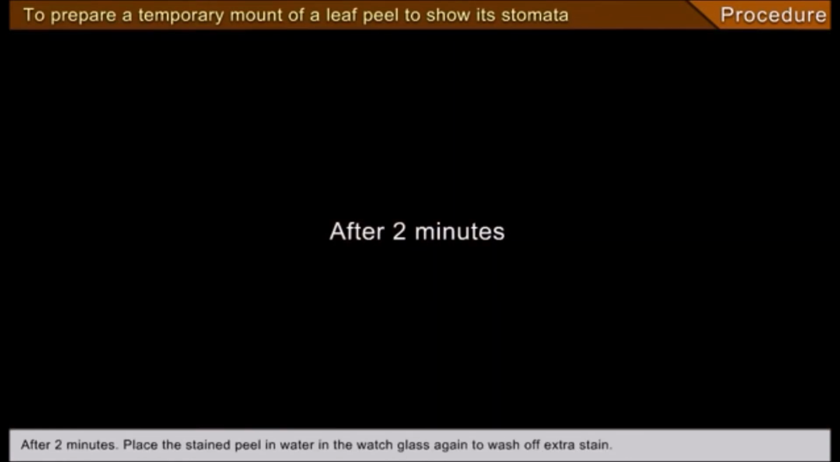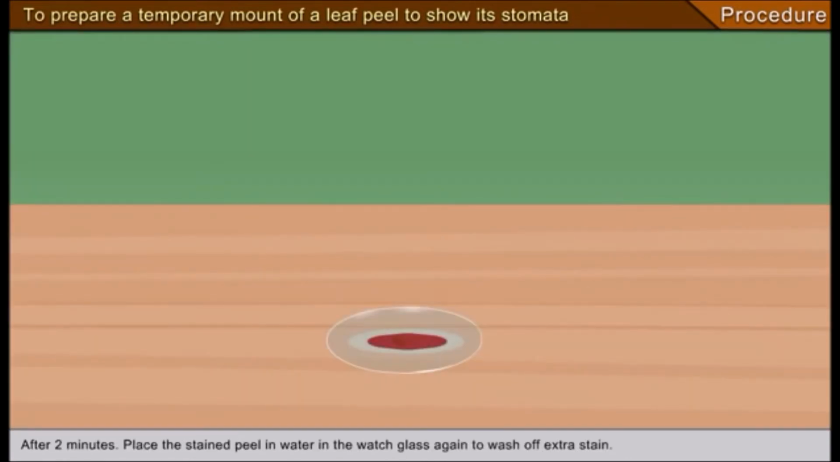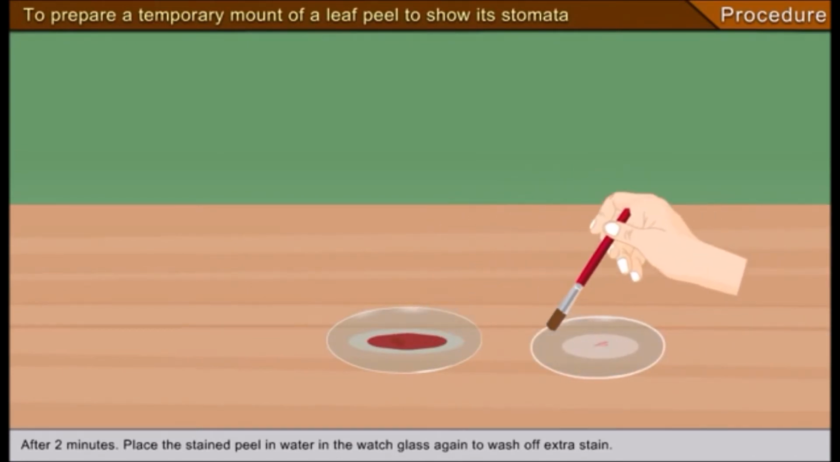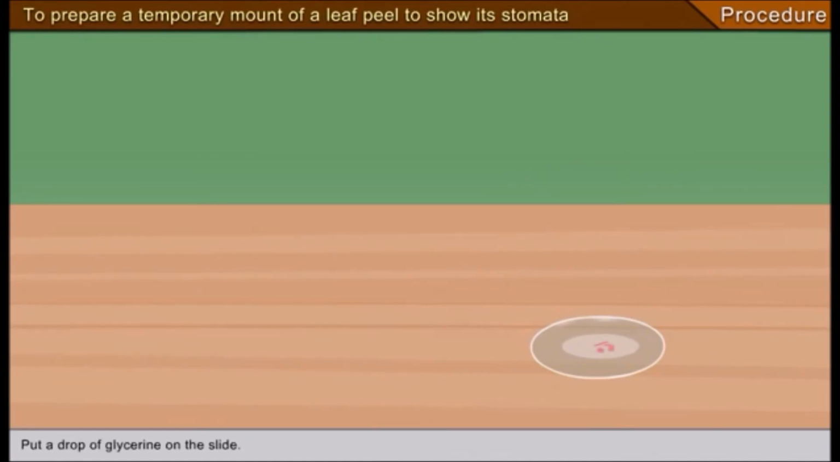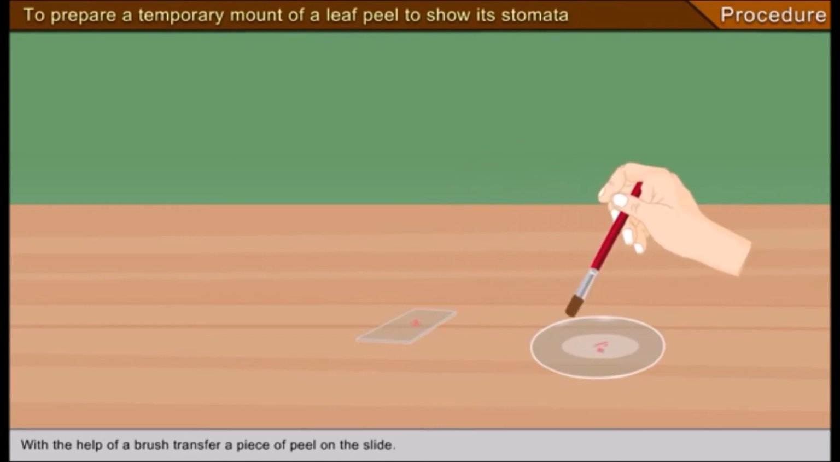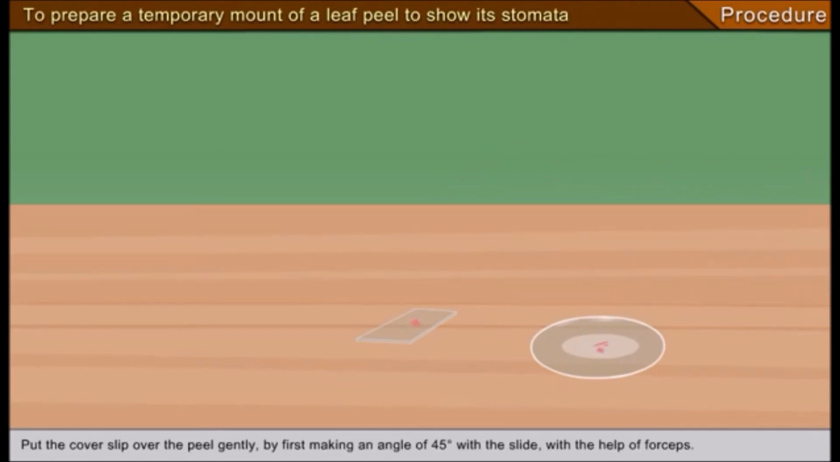After 2 minutes, place the stained peel in water in the watch glass again to wash off extra stain. Put a drop of glycerin on the slide. With the help of a brush, transfer a piece of peel on the slide. Put the cover slip over the peel gently by first making an angle of 45 degrees with the slide with the help of forceps.